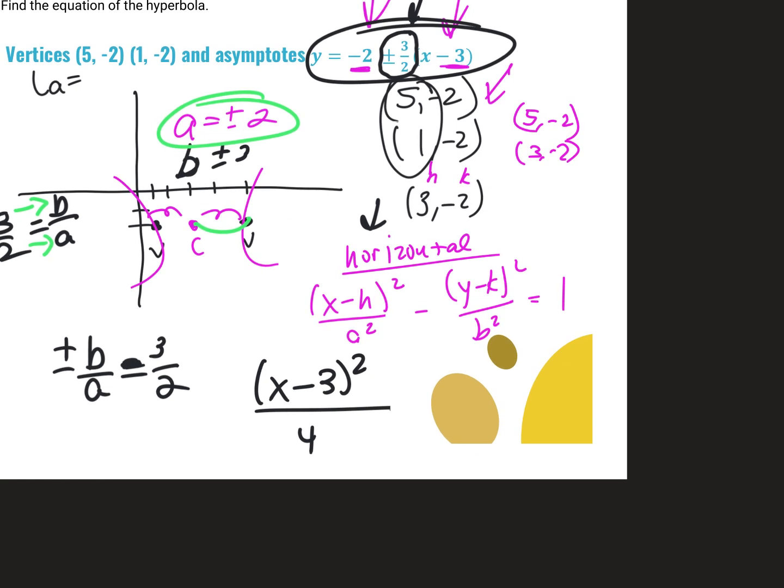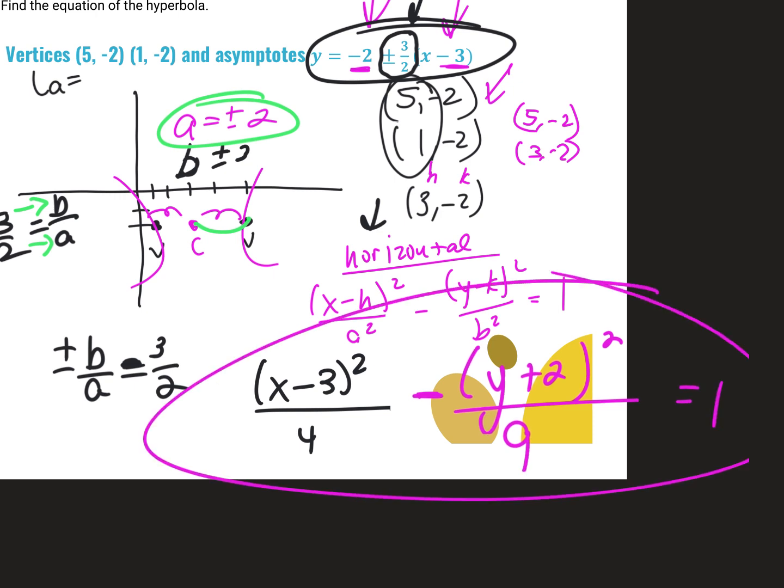You have x minus 3 squared over 4 minus, what does this look like? Y what? Y plus 2. Good job. Why is it plus? And then what's your b squared? B squared. 9. Not times 2.